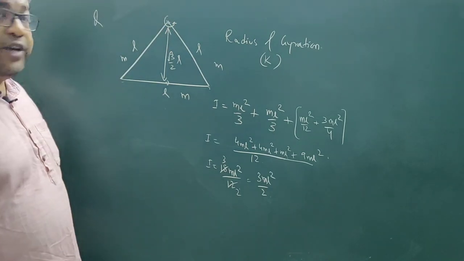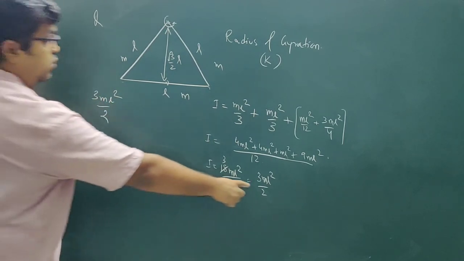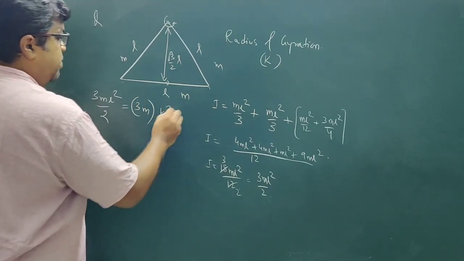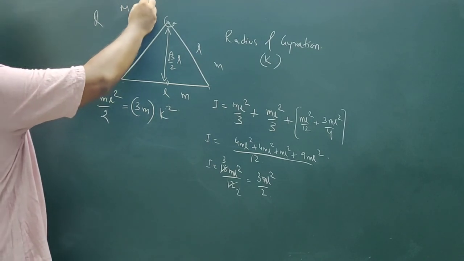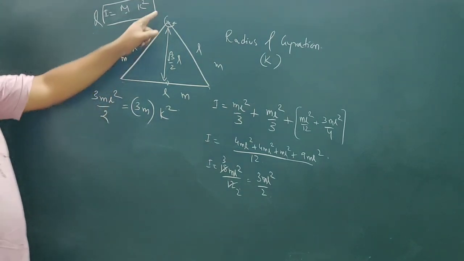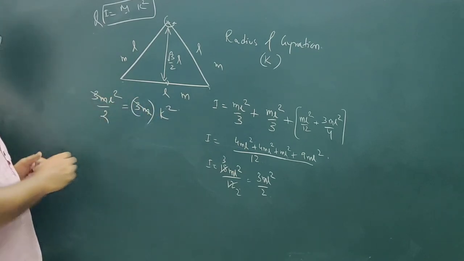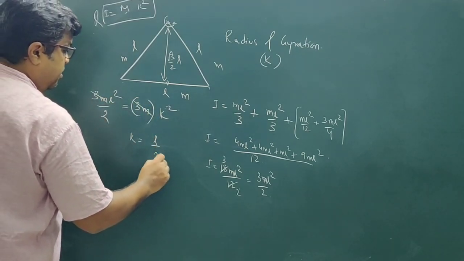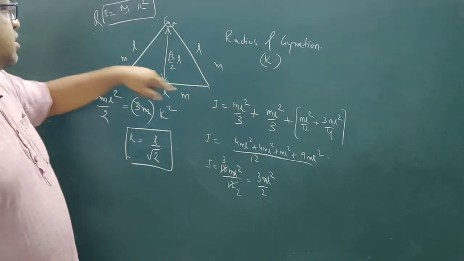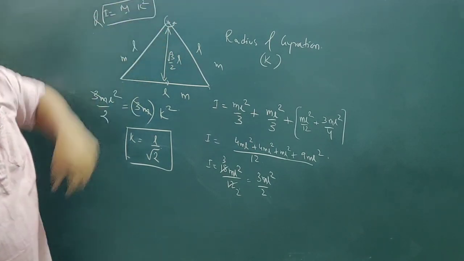And we are asked to calculate the radius of gyration. So this 3ML squared by 2 is equal to 3M, the total mass of the system, times K squared. If M is the mass and K is the radius of gyration, then I is equal to MK squared, where M is the total mass of the system. Here the total mass of the system will be M plus M plus M, that is 3M. So 3M and 3M get cancelled, so K is equal to L by root 2. This is the expression for the radius of gyration of this system of equilateral triangle about an axis passing through the corner perpendicular to the plane of the triangle.